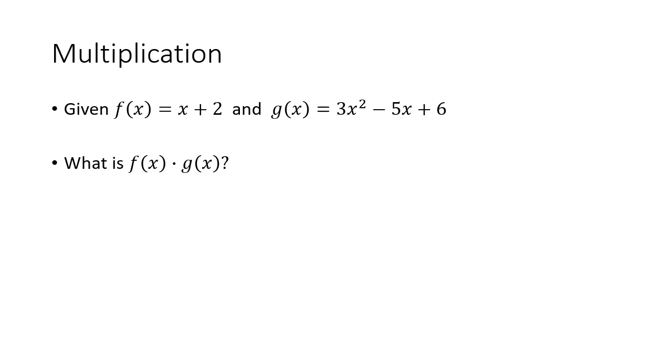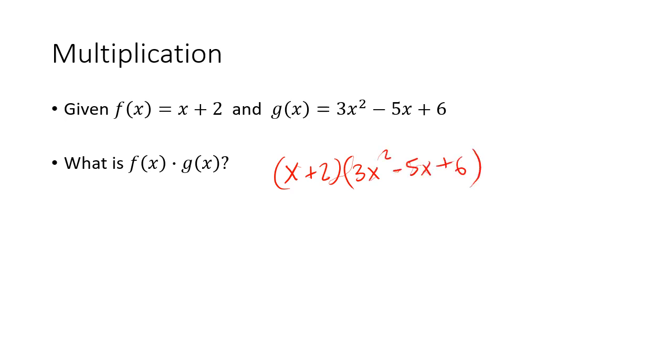This procedure for multiplying scales up, and we can multiply two higher degree polynomials together. If we had a third degree polynomial, or a polynomial with 3 terms times another polynomial with 3 terms, all we have to do is make sure that we are distributing, multiplying each term in the first polynomial by each term in the next polynomial. So for this one here, we are given f of x is equal to x plus 2, and g of x is equal to 3x squared minus 5x plus 6. So if I'm going to multiply them together, that means x plus 2 times 3x squared minus 5x plus 6.